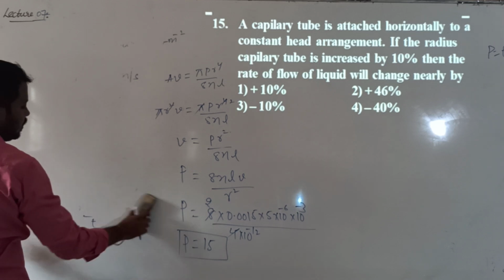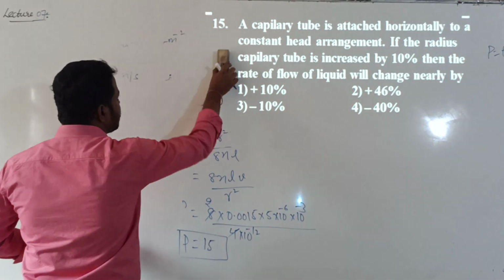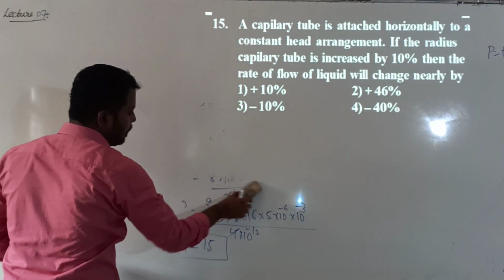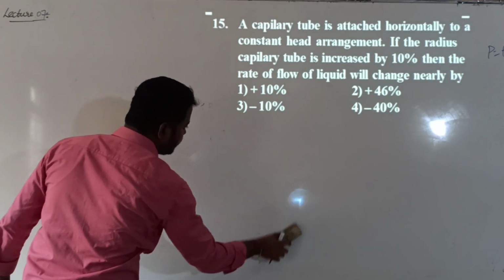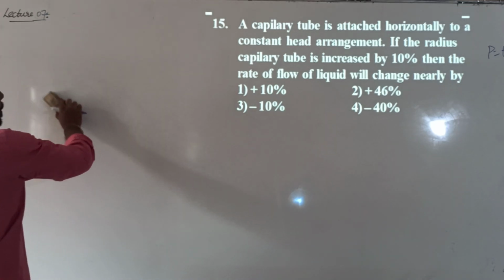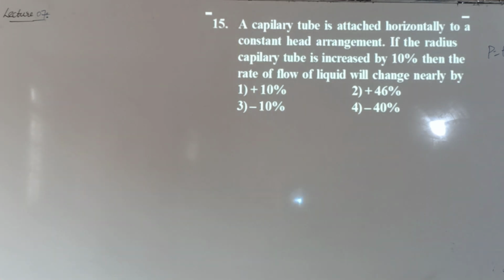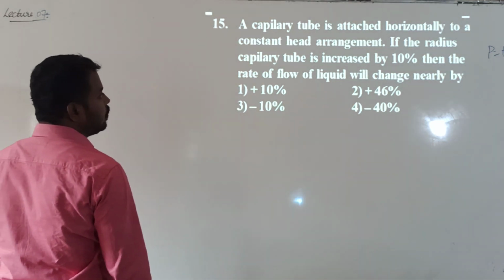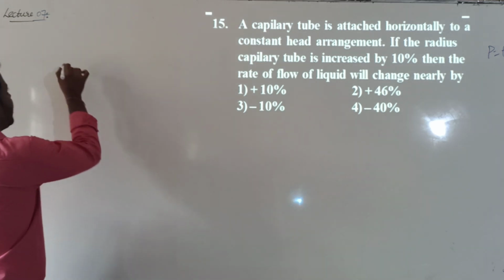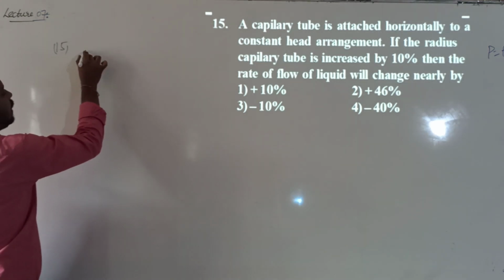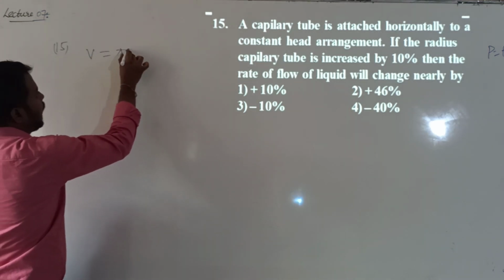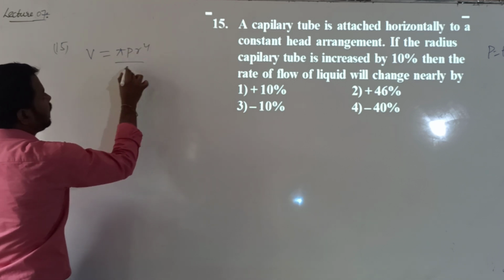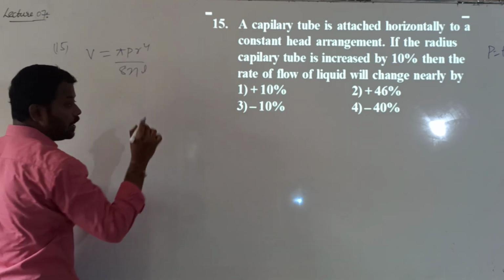So what is this question? A capillary tube attached horizontally to a constant head arrangement. If the radius of the capillary tube is increased by 10%, the rate of flow of liquid will increase by how much? So what is the formula? Poiseuille formula. V is equal to pi P r power 4 divided by 8 into eta into L.